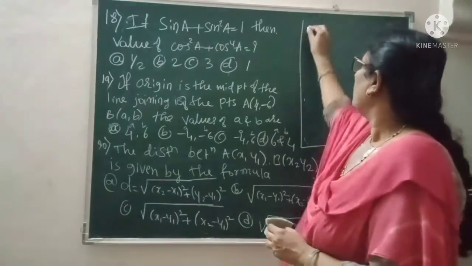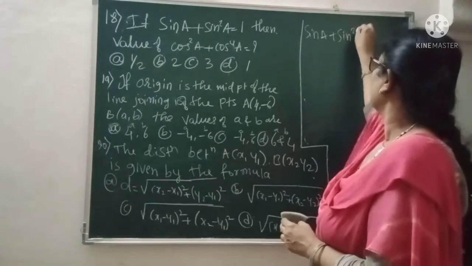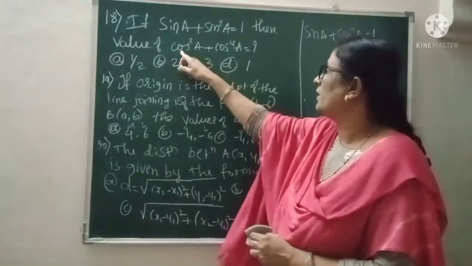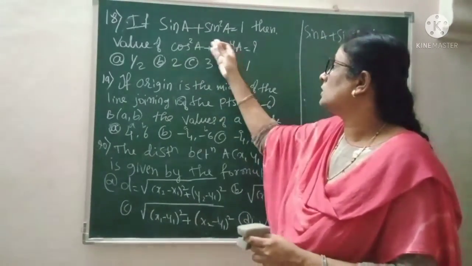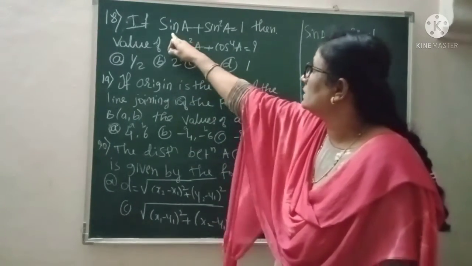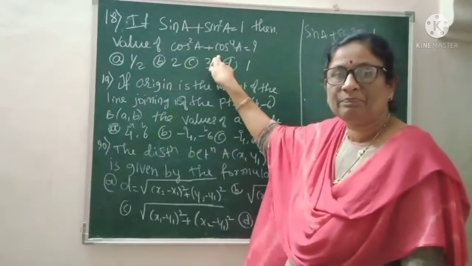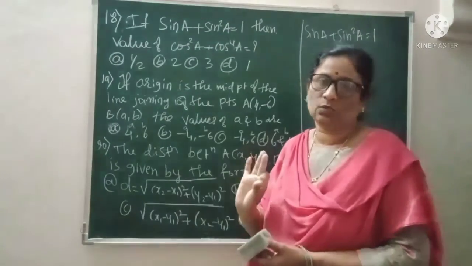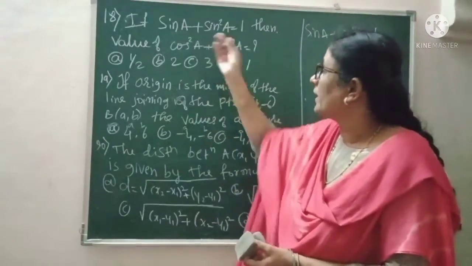See here, what you are given: sin a plus sin square a is equal to 1. What are you asked to find? Cos square a plus cos fourth a. We don't have any formula with cos fourth a and cos square a like this. So what to do here? With the help of the given, we will try to get the value of cos square a and cos fourth a. We know one formula, sin square a plus cos square a is 1.